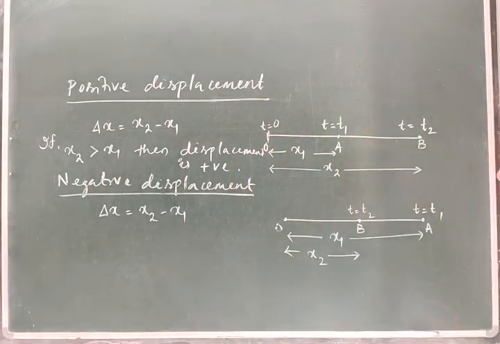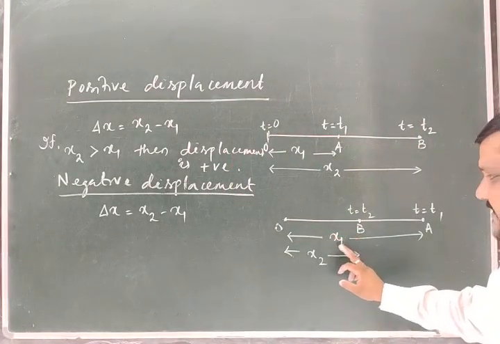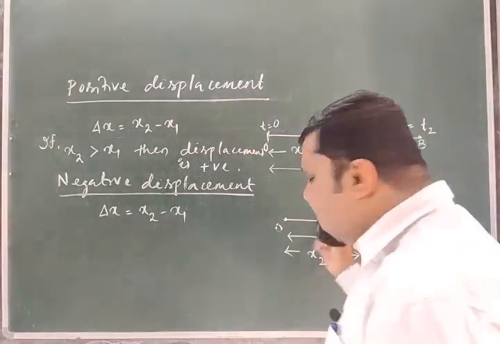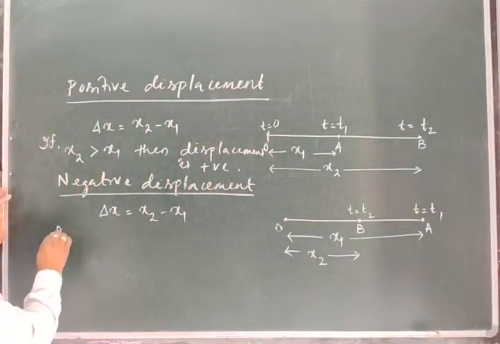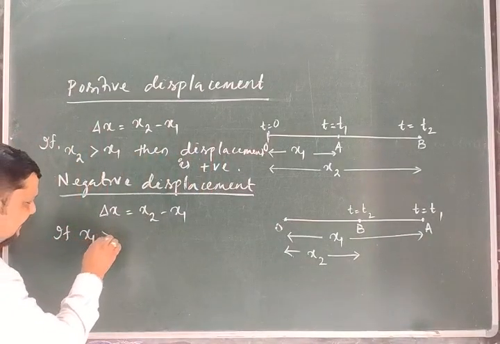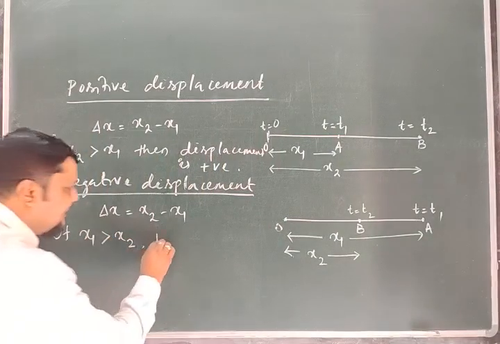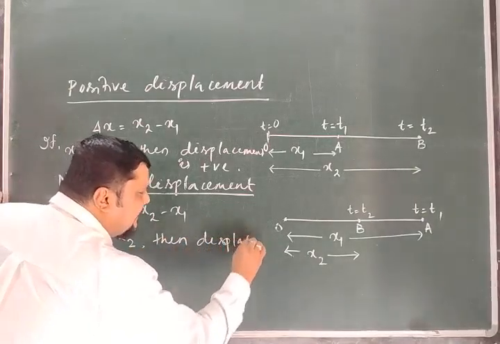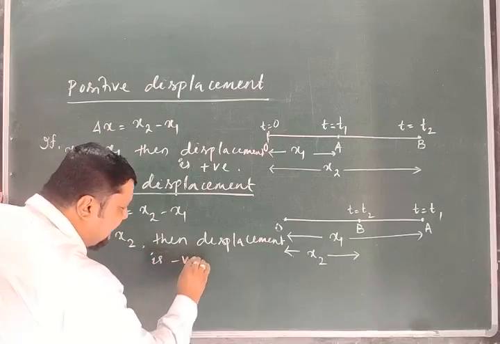But in this case, here this x1 is greater than x2. So x1 is greater than x2. So if x1 is greater than x2, then the displacement is negative. Displacement is negative.